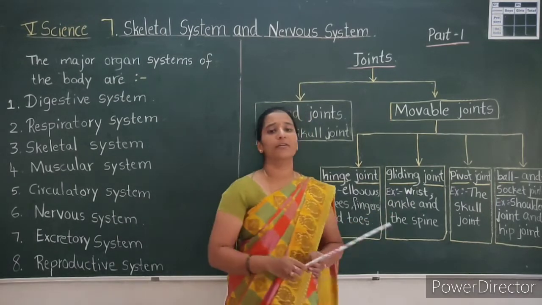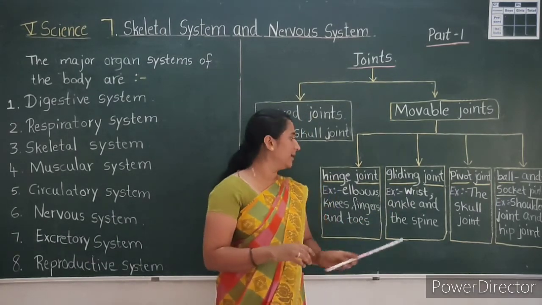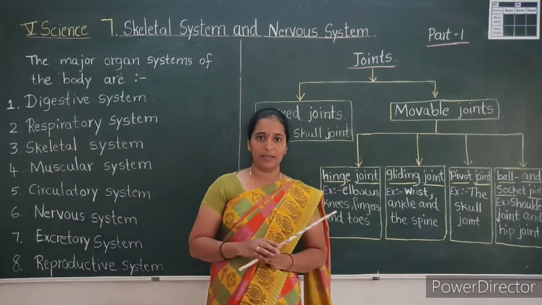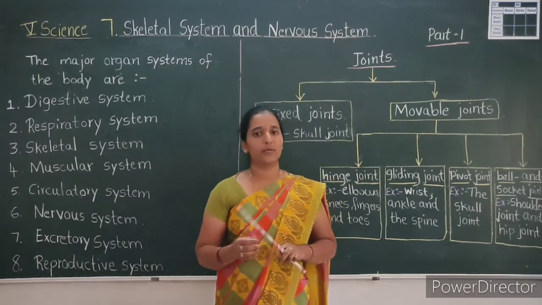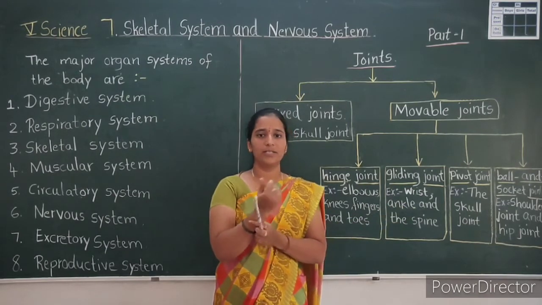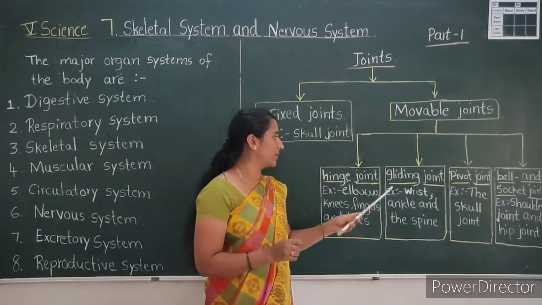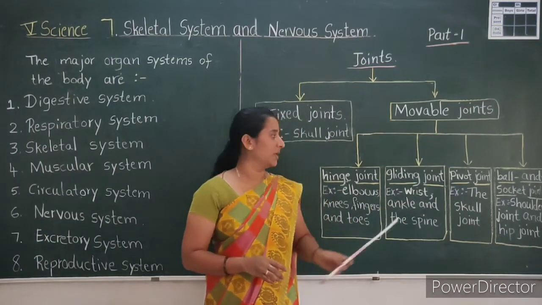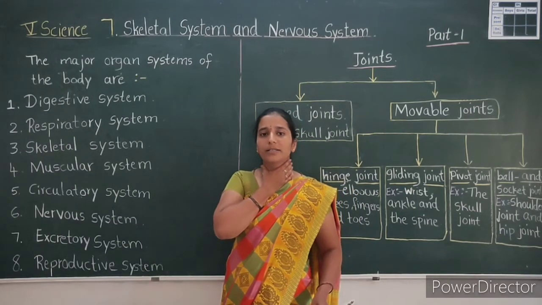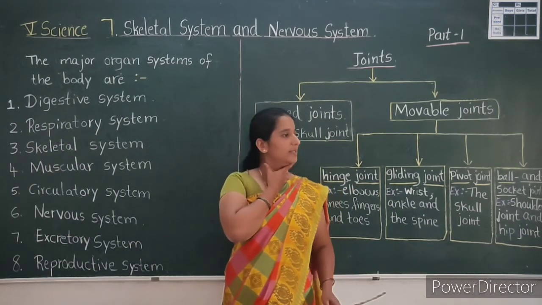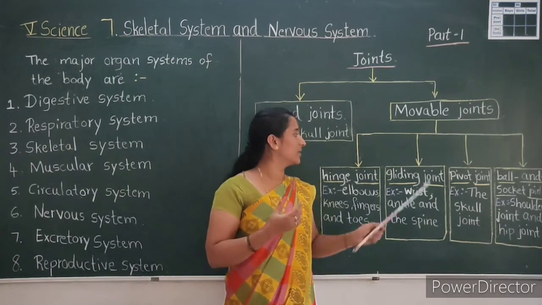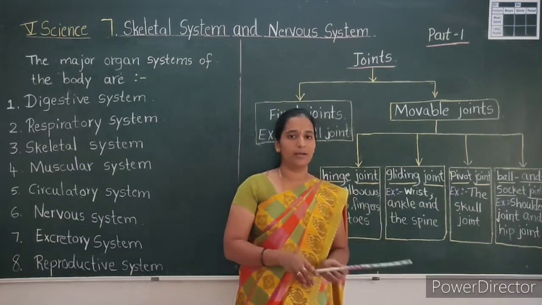Gliding joints are in the wrist and ankle. The vertebrae of the spine are also gliding joints, so you can bend, twist and turn. That's why they are called gliding joints. Pivot joint: the skull joint is a pivot joint. The skull can move sideways, upwards and downwards. That's why it is called a pivot joint.